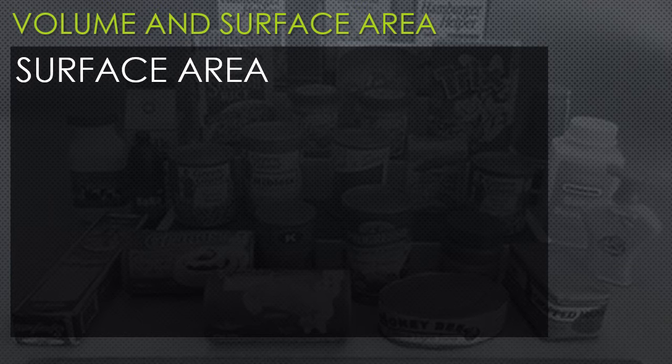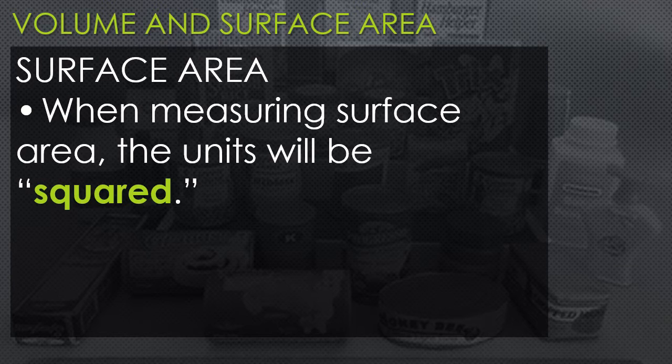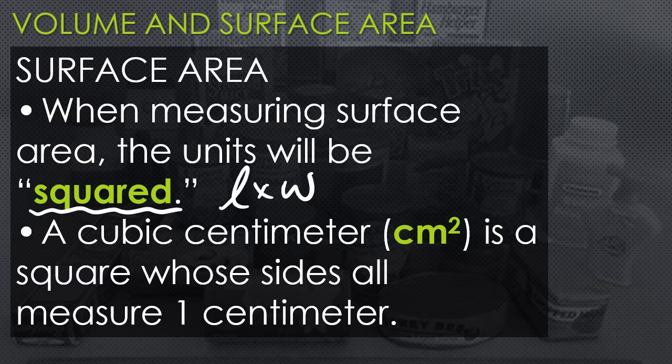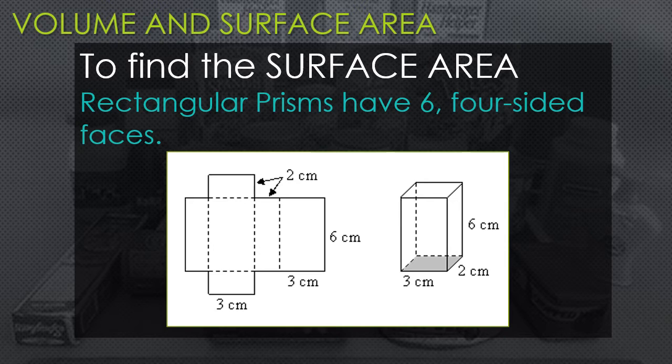And so when measuring the surface area, the units are going to be squared units. That's because we're only doing length times width this time. And so if we have everything in centimeters, it's going to be just centimeters squared. So to find the surface area, the rectangular prism has 6 four-sided faces.